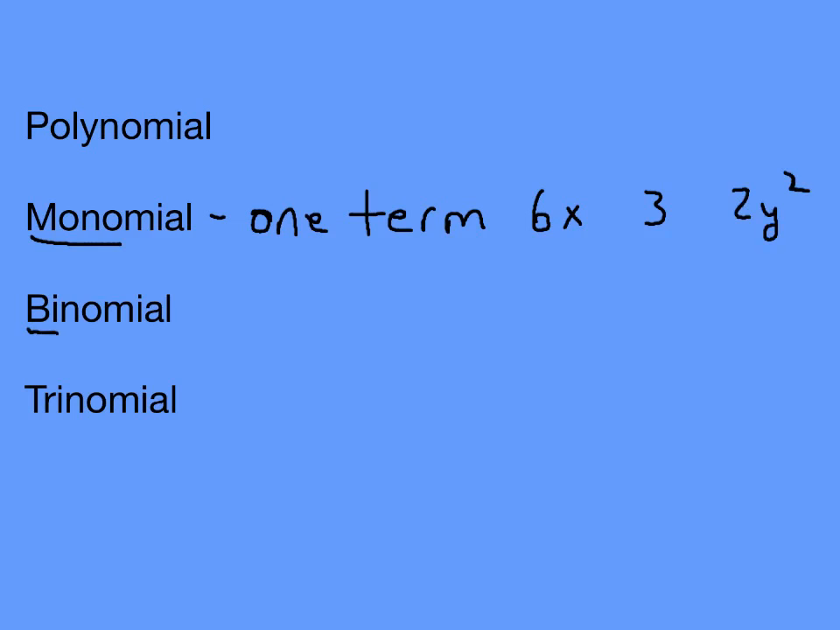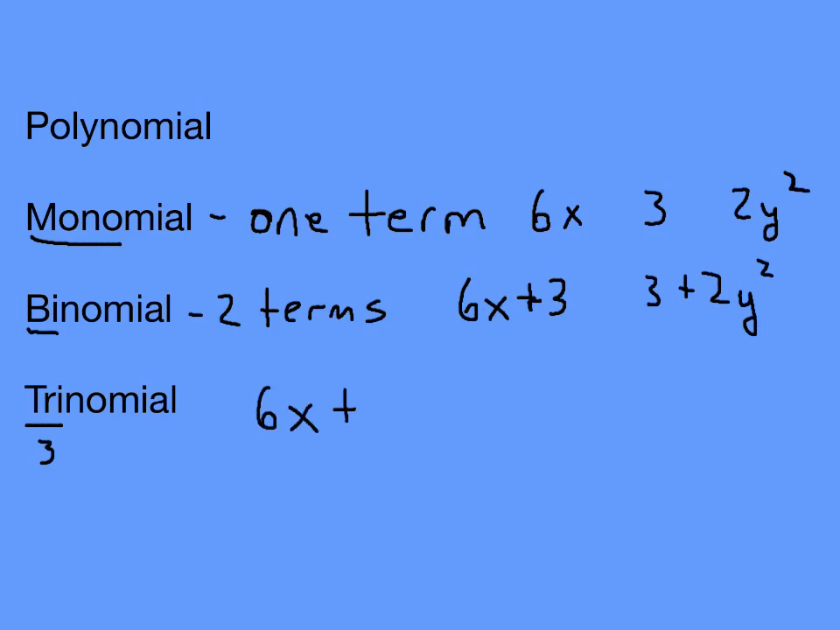A binomial has two terms. So taking two monomials and putting them together with an operational symbol. So 6x plus 3 is now a binomial. 3 plus 2y squared is a binomial. And again, here we see tri, which means 3. So a trinomial could be 6x plus 3 plus 2y to the second power.